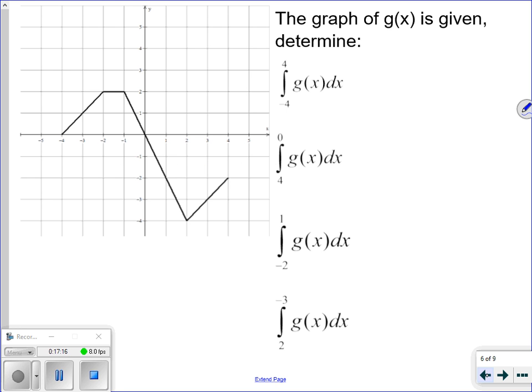Okay. So the graph is given. It looks like 3 or 4 lines there. Determine the following. All right. Negative 4 to 4 of this. So that's the area underneath the curve from negative 4 all the way to 4. That's the entire thing.